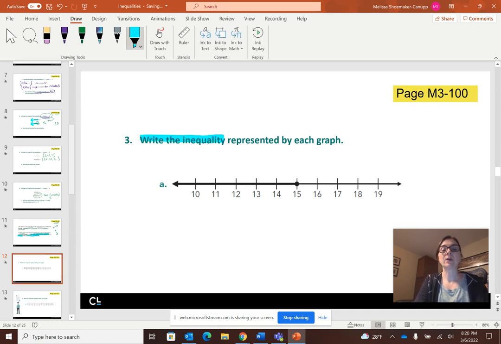Write the inequality. So now we're kind of going backwards. We're not putting it on the number line, but we are writing it out. So it doesn't matter the letter, the variable. I'm just going to use an X, and the first thing that I do is look at where the dot is, whether it's open or closed. It's at 15. So I'm comparing X and 15. And remember, X is any of these numbers.